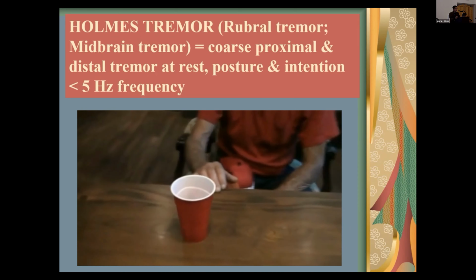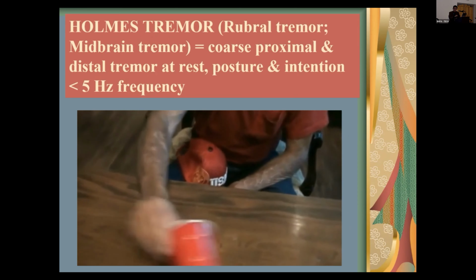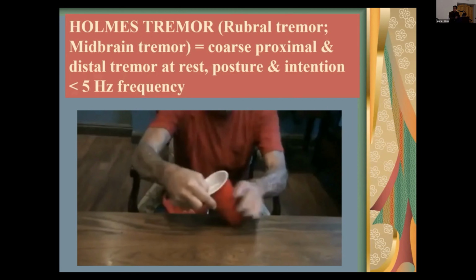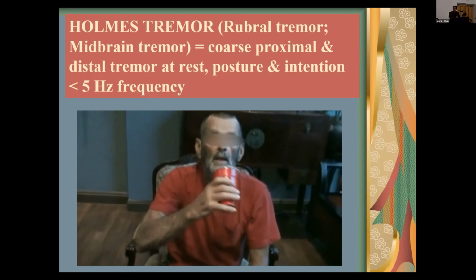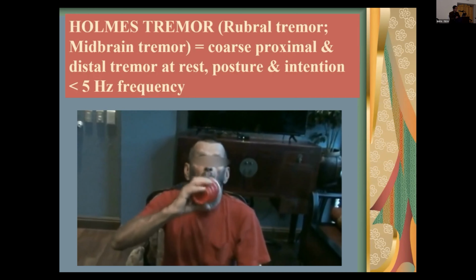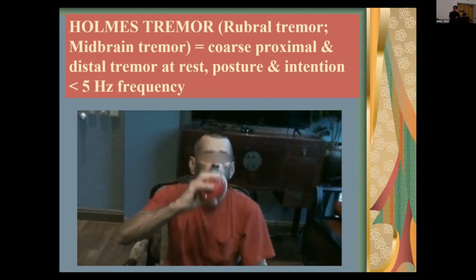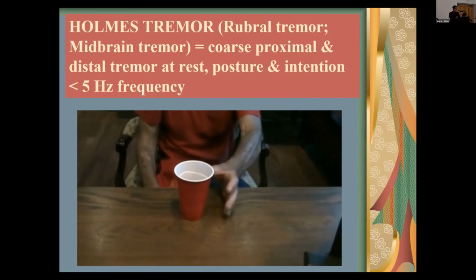Okay, one of the more difficult ones to treat is called Holmes tremor. It's also referred to as rubral tremor or midbrain tremor. It's a coarse proximal and distal tremor. It occurs at rest, posture, action and intention. It's slow frequency. It's very disabling, very hard to treat with medications. Many of these patients just shake from head to foot.